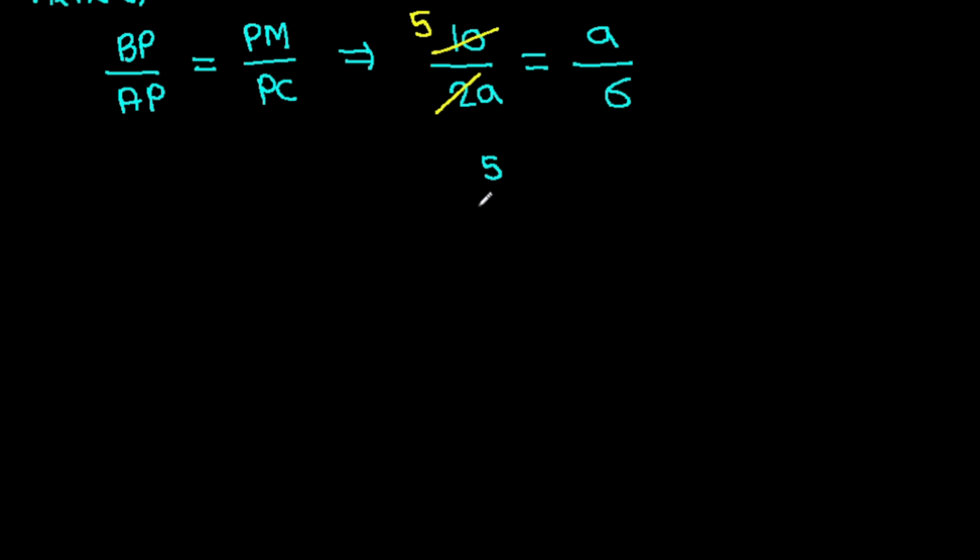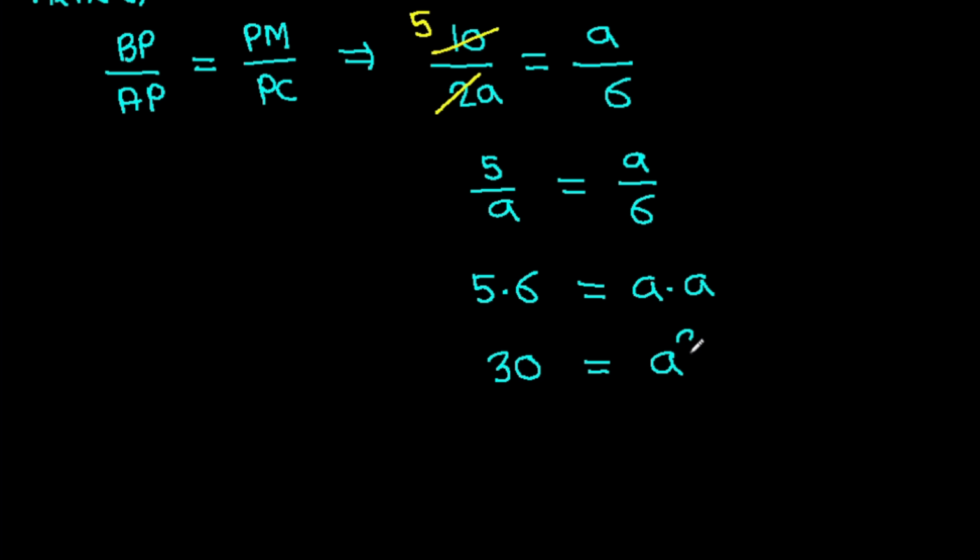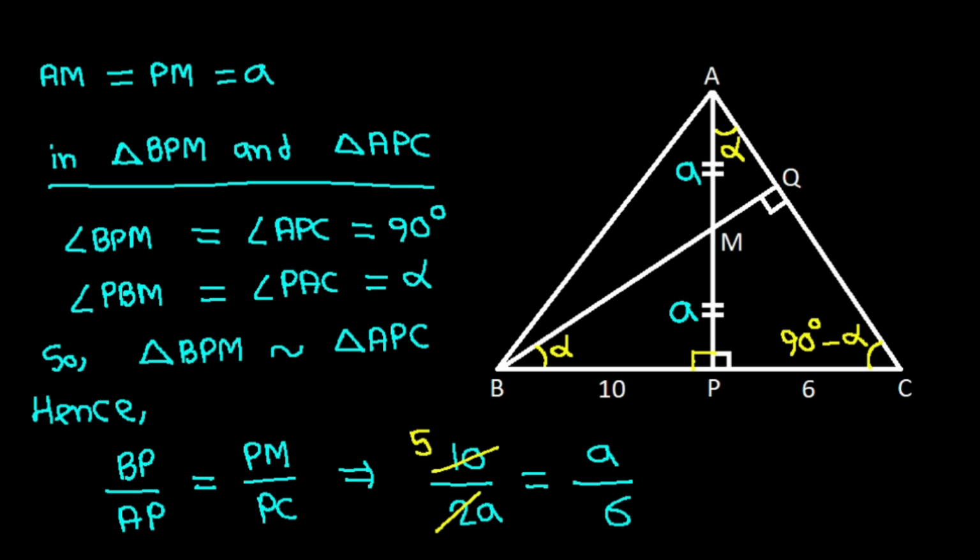So 5 over a is a over 6, and if we cross multiply then 5 times 6 will be a times a, and 30 is a squared. So a will be root 30. We get a is root 30.